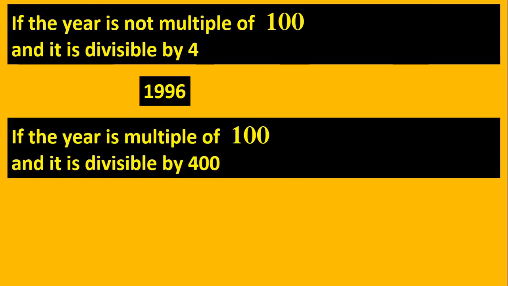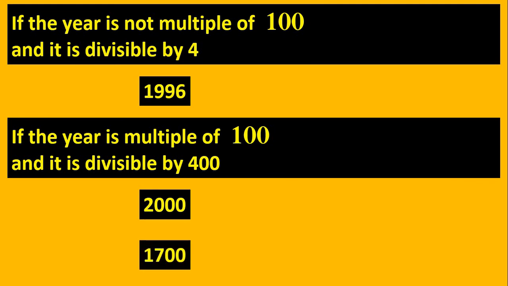If the year is multiple of 100, you have to check whether the given year is divisible by 400, not 4, by 400. You have to keep remember not 4 but 400. Let's consider this example, year 2000. Year 2000 is multiple of 100 and it is divisible by 400. Both requirements are okay, therefore year 2000 is a leap year.